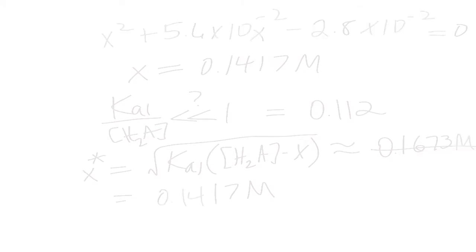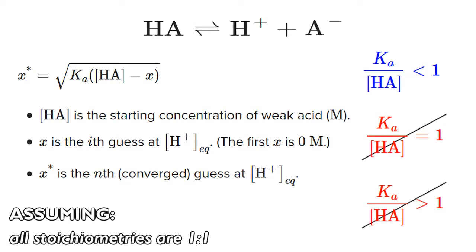And again, this works as long as the ratio of the Ka divided by the starting acid concentration is less than 1. If it's equal to 1, you'll get 0 all the time. If it's greater than 1, then you'll get imaginary numbers. So try it out and tell me what you think. Use it on any weak acid whose Ka divided by its concentration is less than 1.